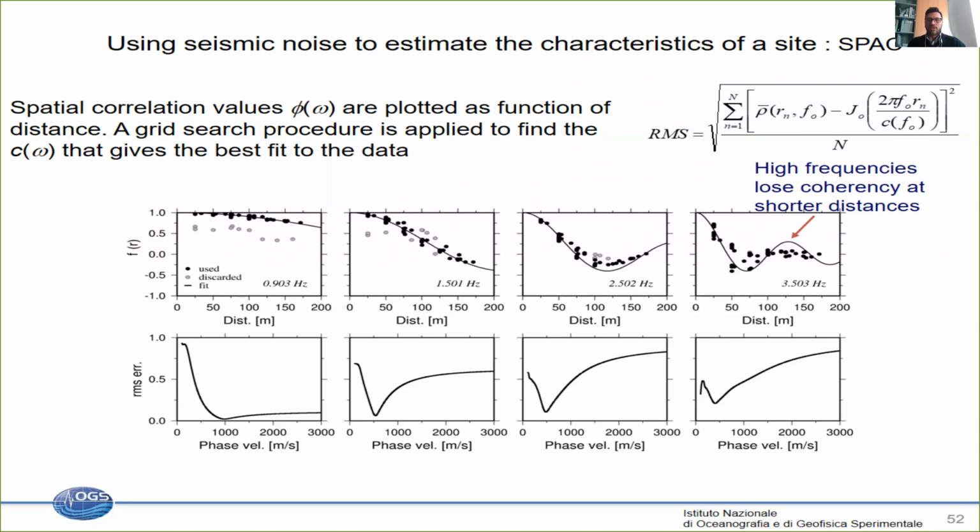So I will stop here for today, and then we will see how to calculate the dispersion curve on Friday. Do you have questions about this?